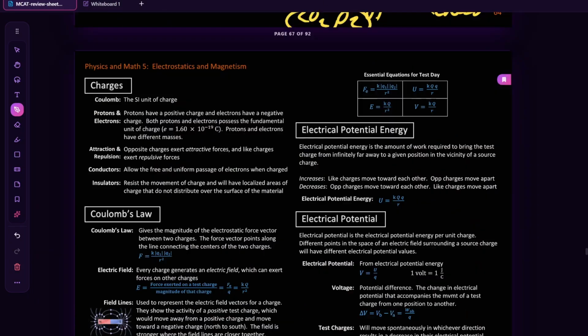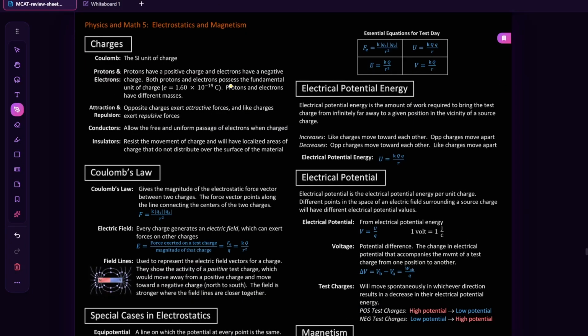Great. Okay, electrostatics and magnetism. I'm not a big fan of electrostatics, but you might be. So anyway, let's get into charges and the basics of what's going on.